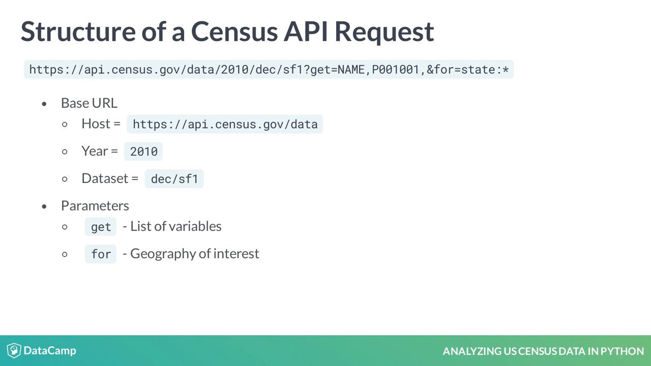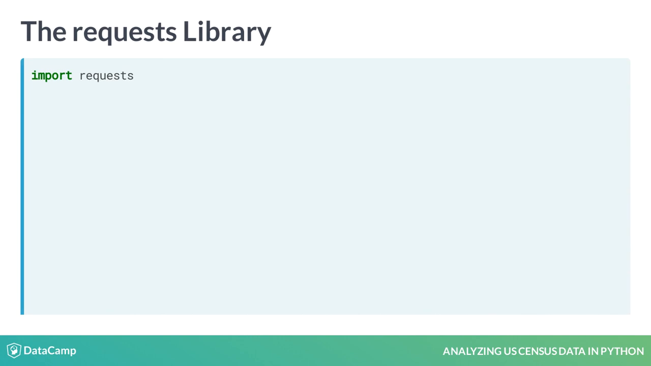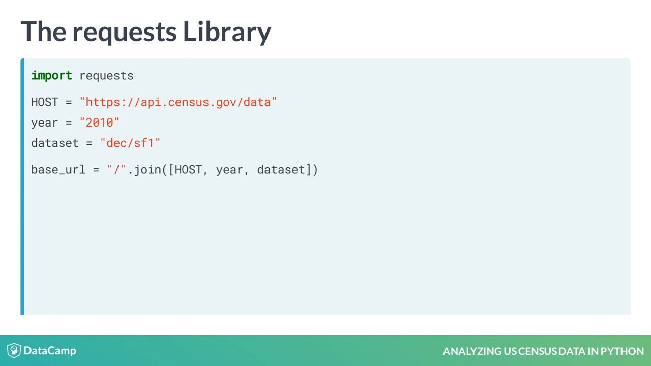Although the URL can be constructed using simple string manipulation, we will use the requests library imported here to construct the URL. We define variables for the host, year, and dataset. Then build the base URL by joining these variables with a slash. Dataset equals DEC/SF1, which stands for summary file 1 and refers to the full count data from the decennial census.